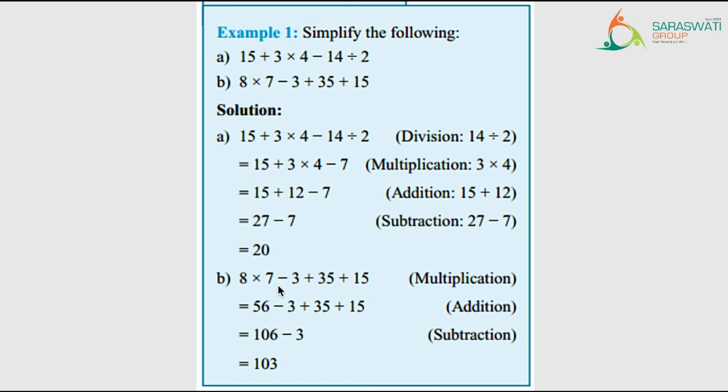Now next B, we have this expression and over here we have multiplication, subtraction and addition. So पहले multiplication part solve करना है, right? So 8 multiplied by 7 is equal to 56 and the remaining part as it is. Then next we have to solve the addition operation first. So 56 add 35 add 15. इसका जो result है वो पहले लिखना है. 56 add 35 will be equal to 91. 91 add 15 will be equal to 106. So that we have written over here and then minus 3 as it is. और इसका जो result है finally that is 103.